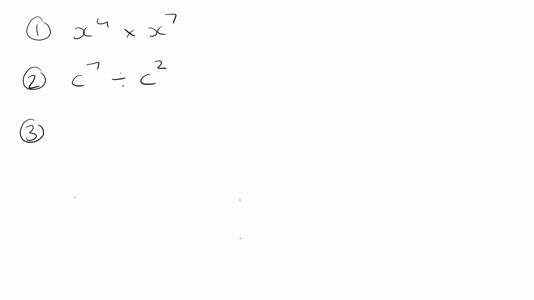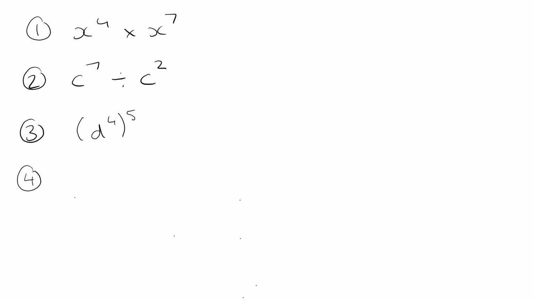So here are some questions for you to try, please. Firstly, let's go for x to the power 4 times by x to the power 7. Second, we'll have c to the power 7 divided by c to the power 2. Third, let's have d to the power 4, and we'll have that all to the power 5.